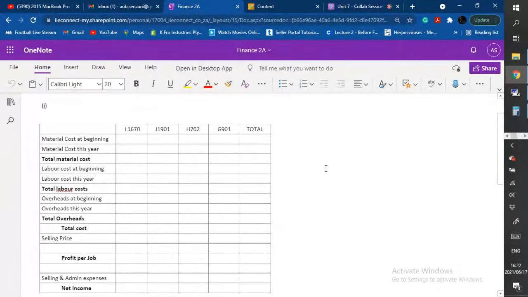Then we have jobs completed during the year. Okay, we have L1670, J1901, and then H702, and G901. Okay, and then sales and administration expenses. Sorry, expenses. Yeah, 25,510. Okay. And then they've given us the selling price, all right, for each of those jobs that actually sold.